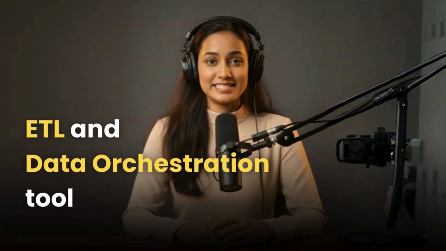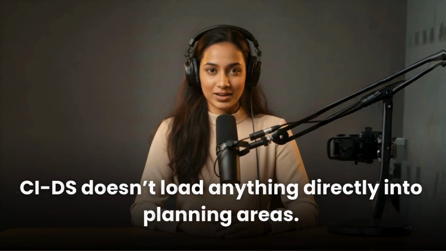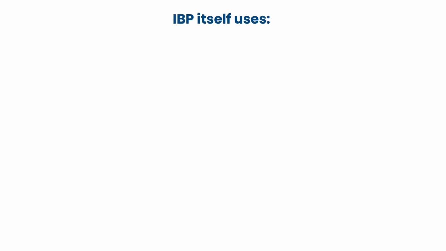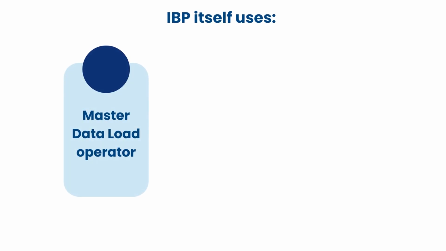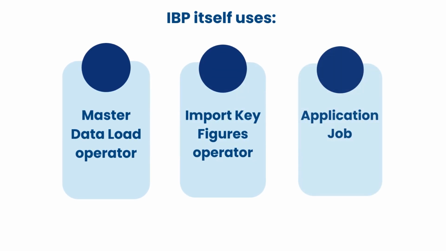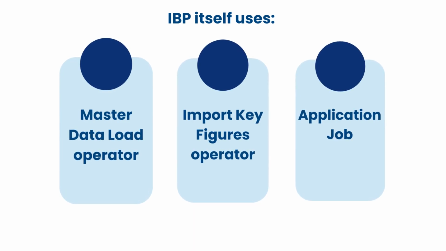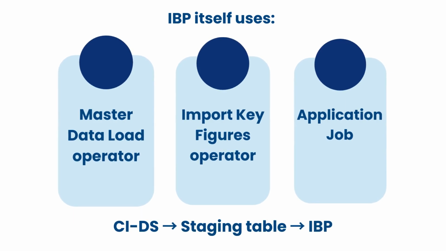Great starting point. CIDS is primarily an ETL and data orchestration tool hosted on SAP BTP. It extracts data from source systems, transforms it, cleanses it if needed, and loads it into SAP IBP via the IBP staging tables. First clarification: CIDS doesn't load anything directly into planning areas. It loads data into the IBP staging tables in the HANA schema. Then IBP itself uses the master data load operator, import key figures operator, or a scheduled application job to pull the data from staging tables into the IBP model. So the flow is like from CIDS to staging table and then to IBP.